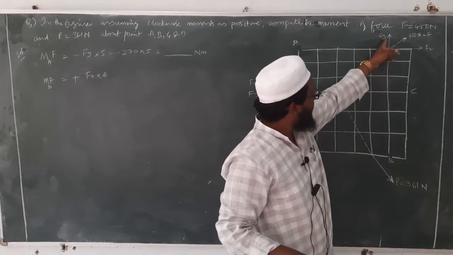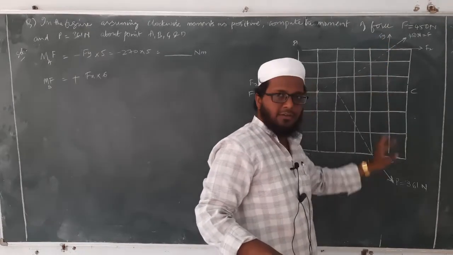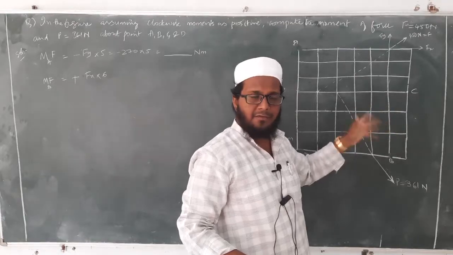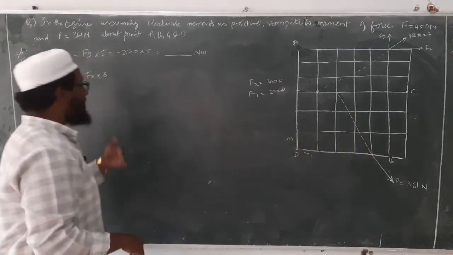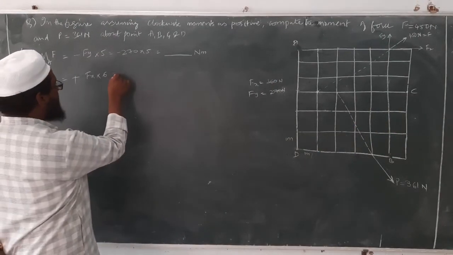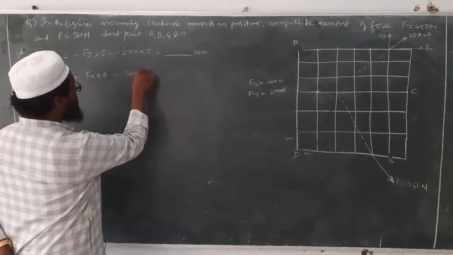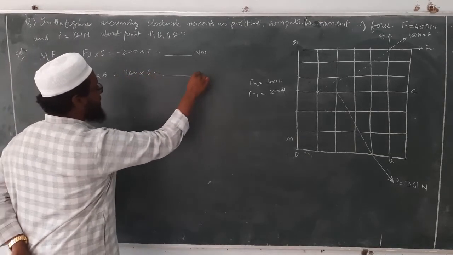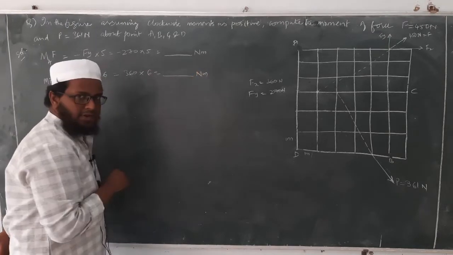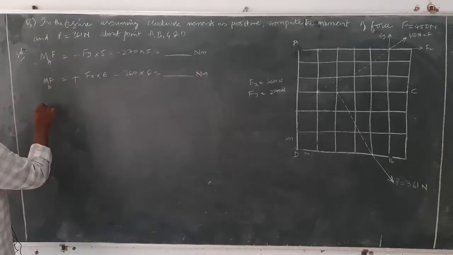See here Fy. Fy is passing through point B. So what will happen to Fy? Fy will become 0. The moment due to Fy will become 0. So what is the value of Fx we have? 360 into 6. You will get some value in Newton meter. Okay. What about next thing?